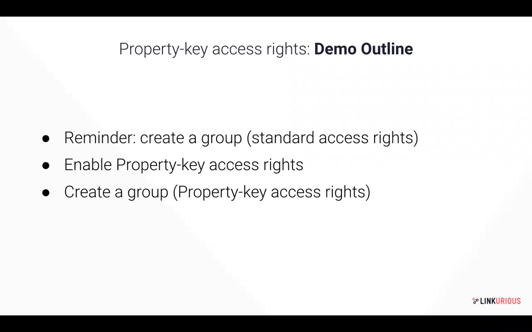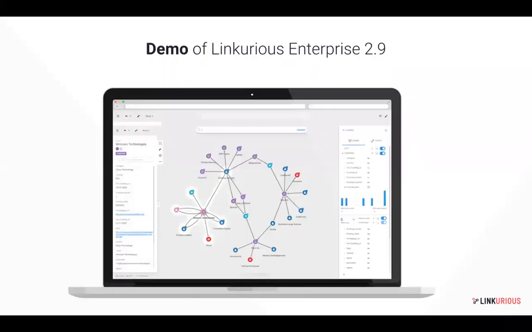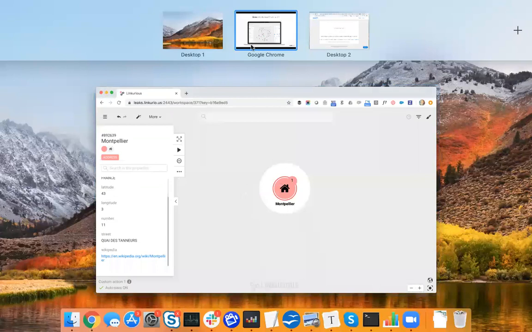During the demo, I'm going to first show you how to create a group in the standard access right mode, as it is right now. Then I'll show you how to enable property key access rights, and finally I'll show you how to create a group when property key access rights are enabled, to see the difference with how it is right now. So let's get started.